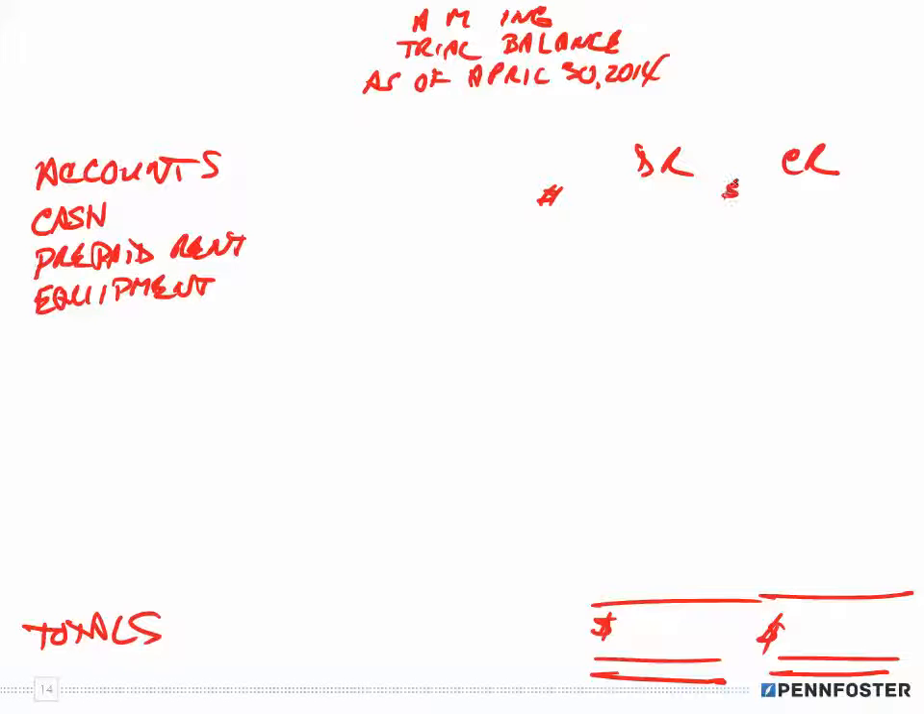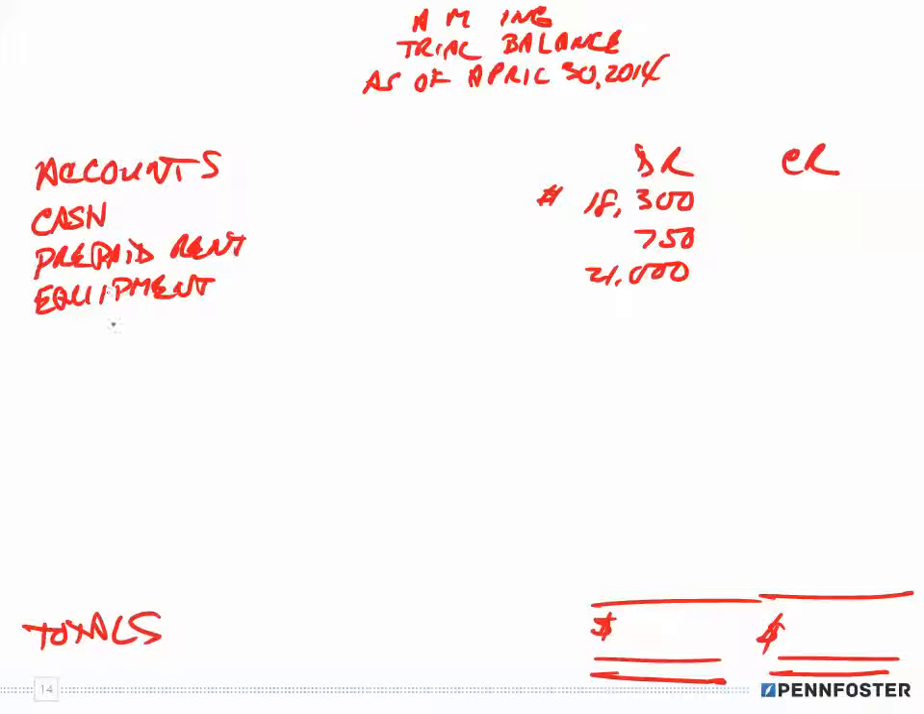And remember, in each column, for the first number we're going to put a dollar sign where needed. So our cash was $18,300, prepaid rent was $7,500, and equipment was $21,000.